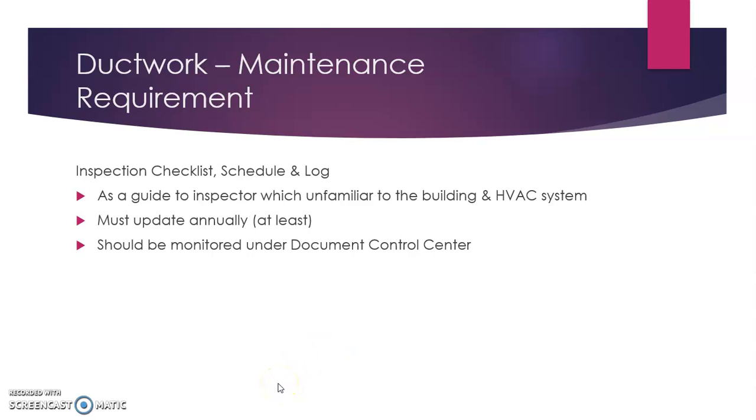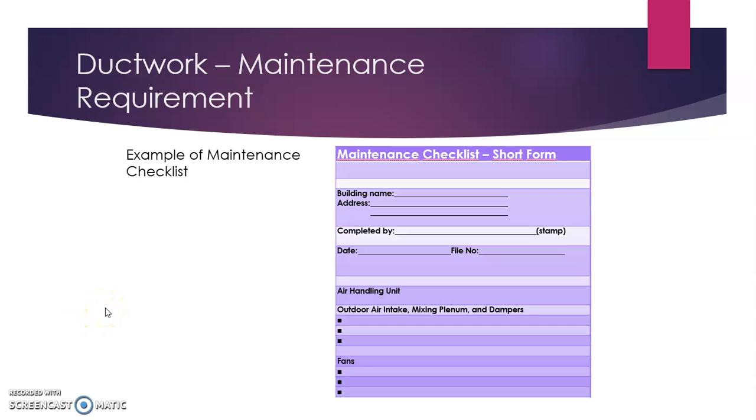The checklist, schedule and log also must be monitored and put under the document control center. So actually all documents regarding the maintenance of the building and facilities must be put in one center, which is the document control center, to make sure it can be easily accessed by anybody who is required to do so. So this is an example, a very short form, of the maintenance checklist for the AHU.